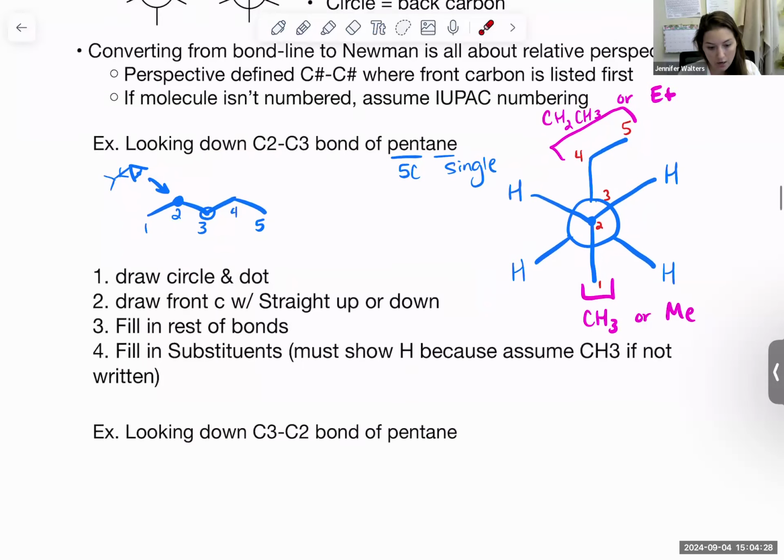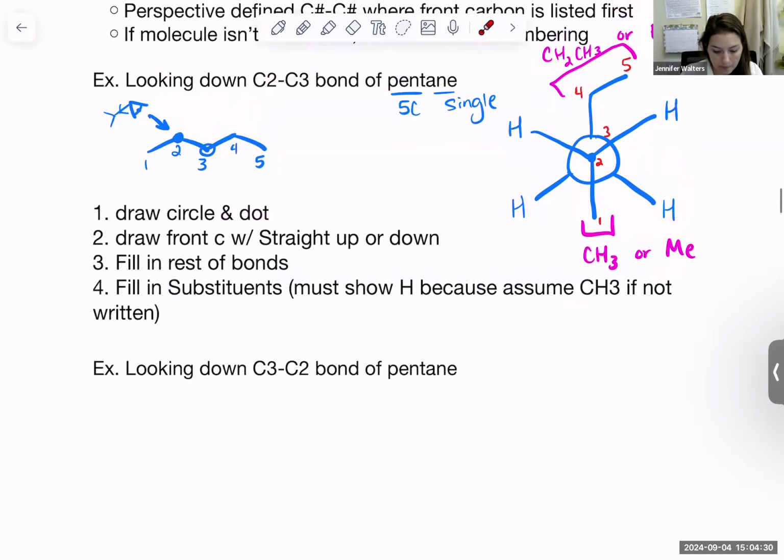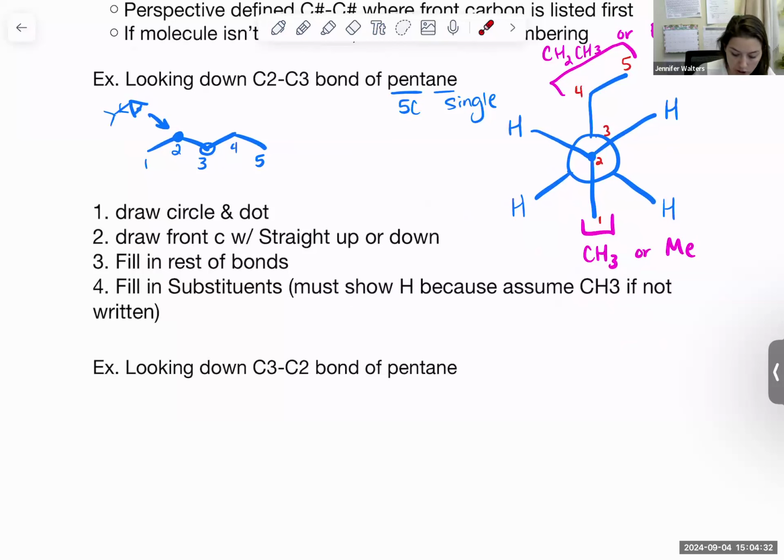bond. All right, so let's say I want to do the same structure, but now I'm looking down the C3-C2 bond. So I'm going to duplicate this. But now C3 is my front, C2 is my back. So now C3 is my front, C2 is my back. So now 3 is my dot, 2 is my circle. So I'm going to be looking this way.